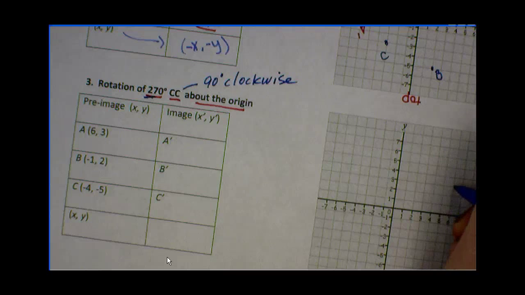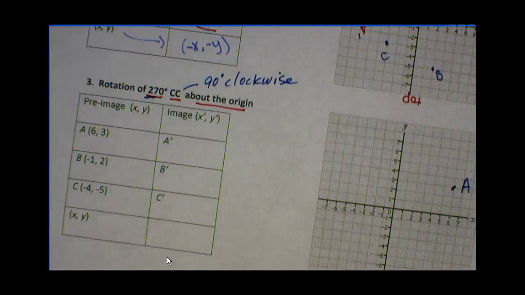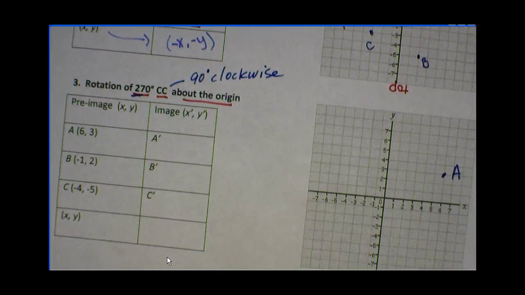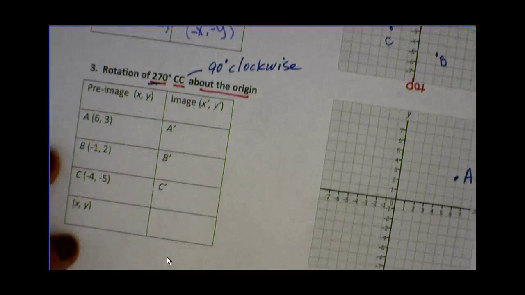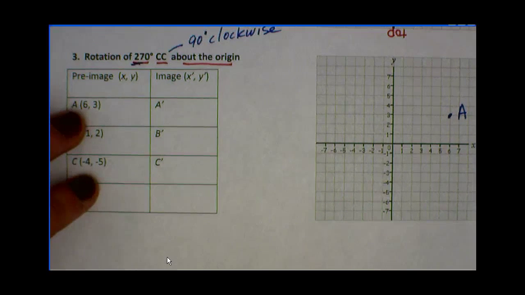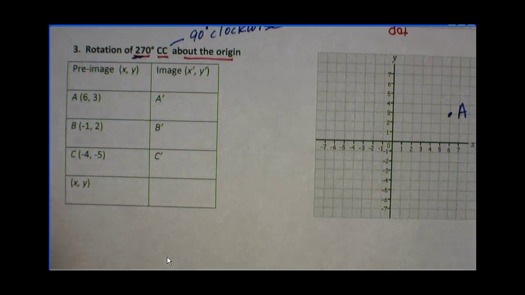So I'm going to go ahead and plot point A. It's 6, 3. Make sure I graphed it right. Yep. And 270 degrees counterclockwise is the same thing as 90 degrees clockwise, so we could go either way. I'm going to stick with the 270 counterclockwise since that's what they said first, but you'll see it the same way. So I'm actually going to physically rotate my paper, okay? So if I'm rotating it 270 degrees counterclockwise, what direction am I going to have to turn it?